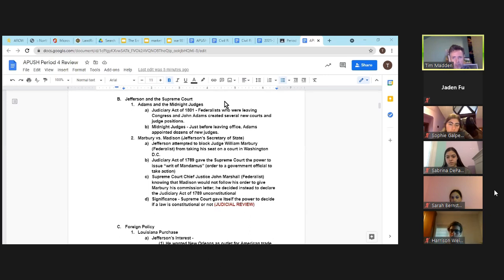And so he declares the law unconstitutional, the Judiciary Act of 1789, which had given them that power. What you really need to know about the case is that it establishes the principle of judicial review, okay, which is the authority of the Supreme Court to decide the constitutionality of federal law. Keep in mind, even though technically Jefferson and Madison win the case because they didn't have to deliver the commission letter to Marbury, they were very unhappy with the decision.